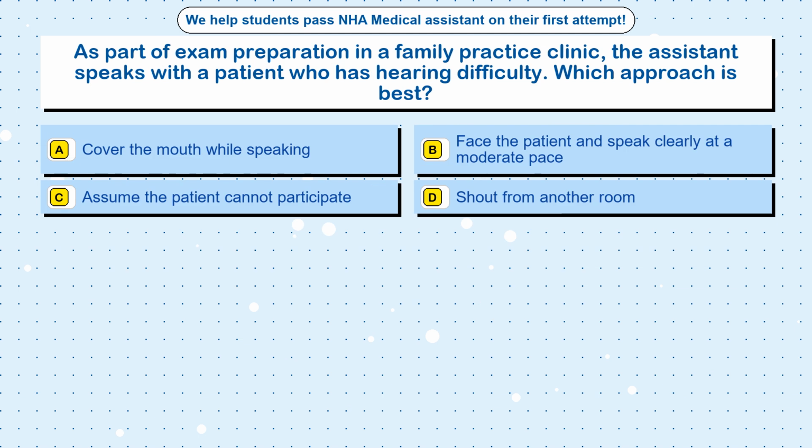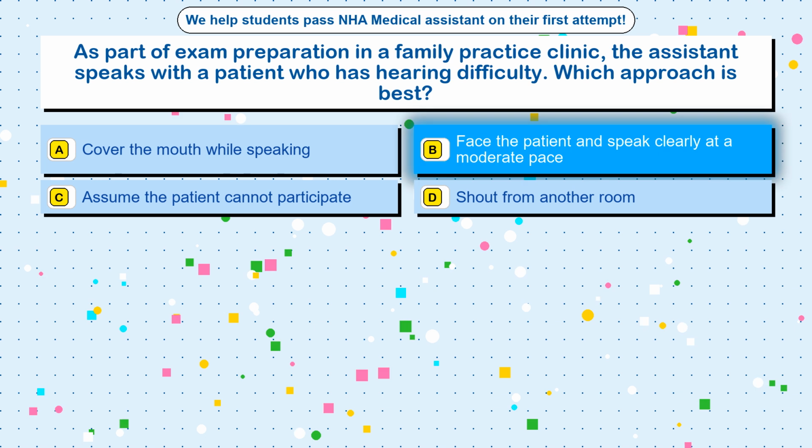Question 87. As part of exam preparation in a family practice clinic, the assistant speaks with a patient who has hearing difficulty. Which approach is best? Option A, cover the mouth while speaking. Option B, face the patient and speak clearly at a moderate pace. Option C, assume the patient cannot participate. Option D, shout from another room. The correct answer is option B, face the patient and speak clearly at a moderate pace.